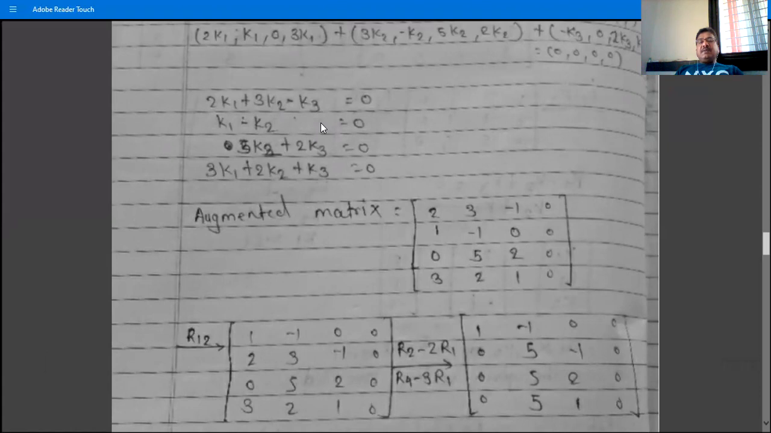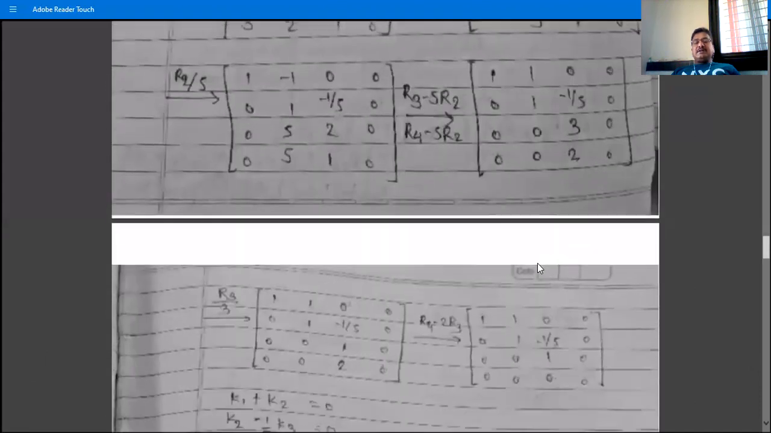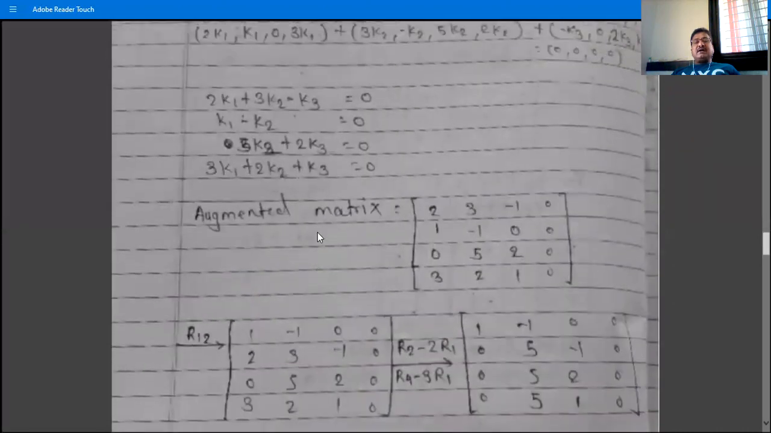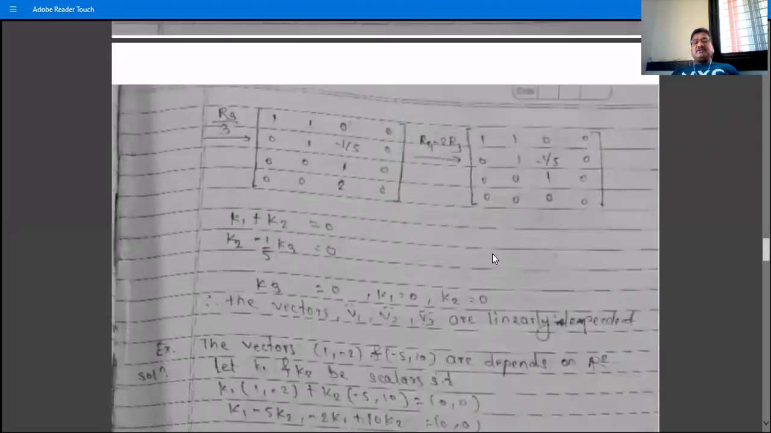So if the rank of A and rank of AB both are equal and equal to the number of unknowns, then the system has a unique solution. And if the rank of A is equal to rank of AB and is strictly less than the number of unknowns, in that case the system has infinitely many solutions. But in this case, rank of A is 3, rank of AB is 3, which is equal to the number of unknowns, also 3, and therefore the system has a unique solution.